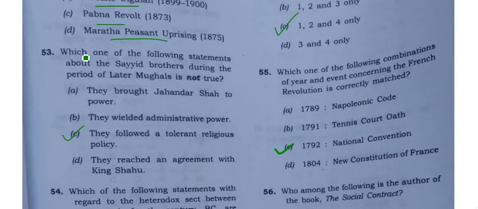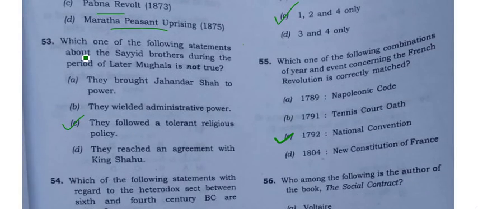Second one, the 53rd one: which one of the following statements about the Sayyid brothers during the period of later Mughals is not true? So they brought Jahandar Shah to power. Okay, this is right. They wielded administrative power. That's also true. They followed a tolerant religious policy. Okay, so this is the possible answer. They reached an agreement with the king's house. So that is also true. So the C option is the right one.